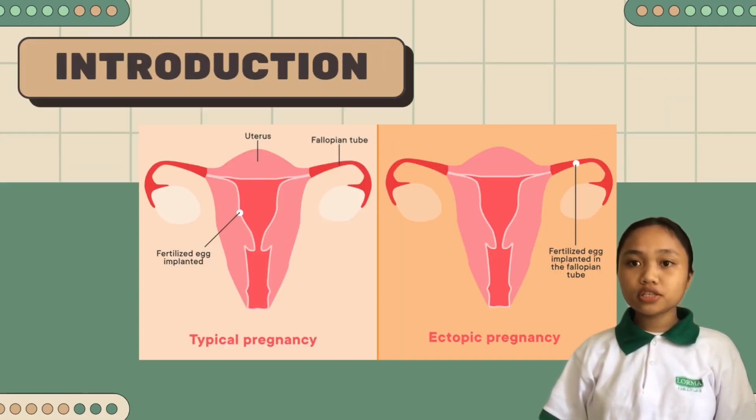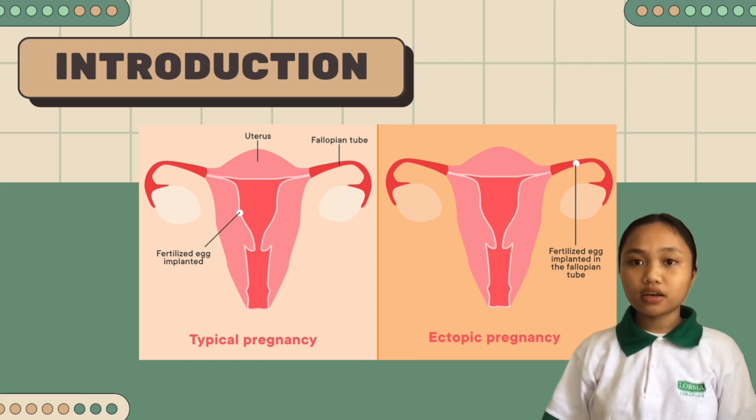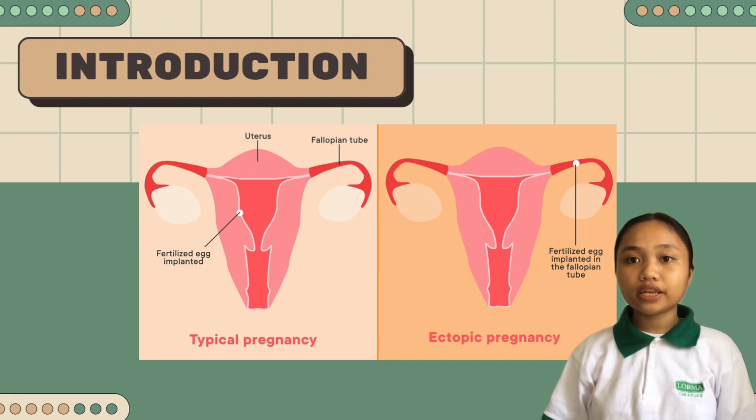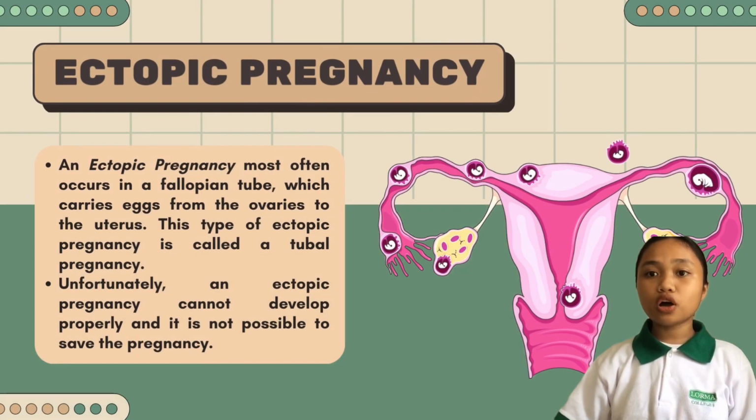Usually, a pregnancy commences with a fertilized egg. The fertilized egg typically adheres to the uterine lining. Whenever a fertilized egg is implanted and develops outside the main uterine cavity, an ectopic pregnancy occurs. An ectopic pregnancy most often occurs in a fallopian tube, which carries eggs from the ovaries to the uterus. This type of ectopic pregnancy is called a tubal pregnancy.